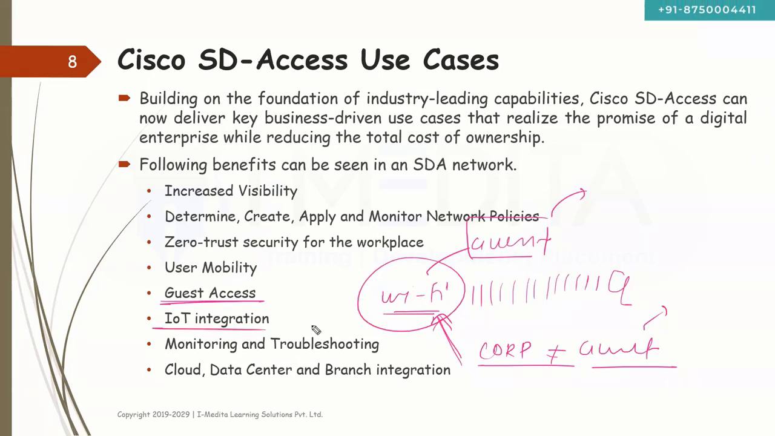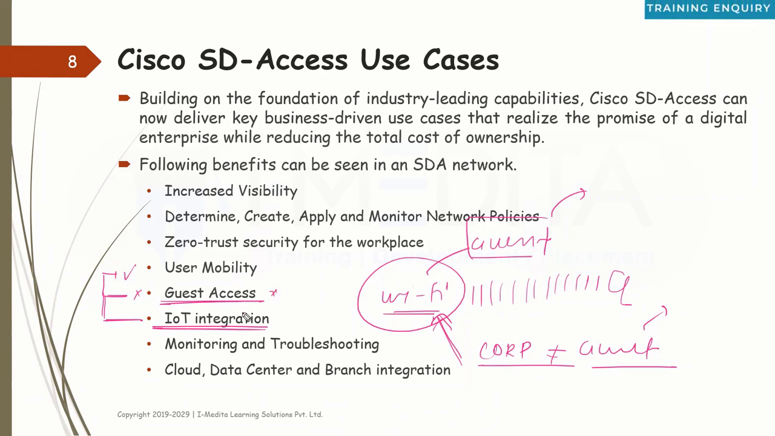We can integrate different types of Internet of Things devices, IoT devices, as long as those devices are capable of participating in the network. We can integrate IoT devices like cameras and sensors in our SDA solution. We can create a different set of policies for those IoT devices as well. For example, these IoT devices are not allowed to talk with the guest users; they are only allowed to talk with the corporate users. Corporate users can have access to those IoT devices, but not the guest users.